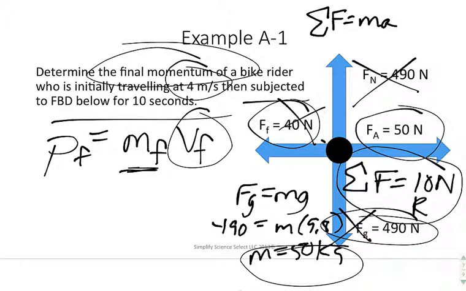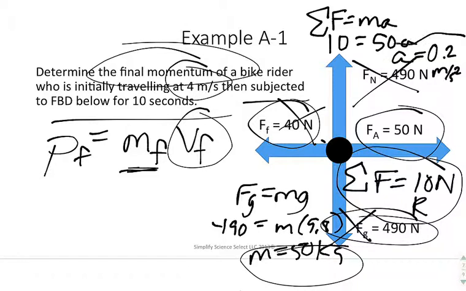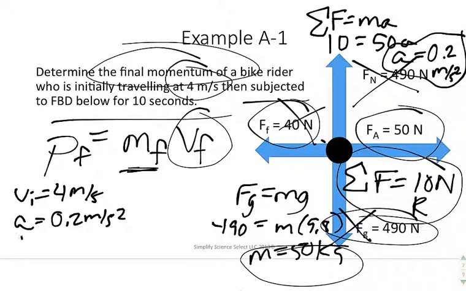Now if I have a sum of the forces of 10 and a mass of 50, that allows me to solve for a. And a in this case would be 0.2 meters per second squared. With an acceleration of 0.2 meters per second squared, I've got the initial velocity, which was 4 from the problem, the acceleration, which I calculated to be 0.2 meters per second squared, and the time, which is 10 seconds. Using those three things, I can use my kinematics motion equations.